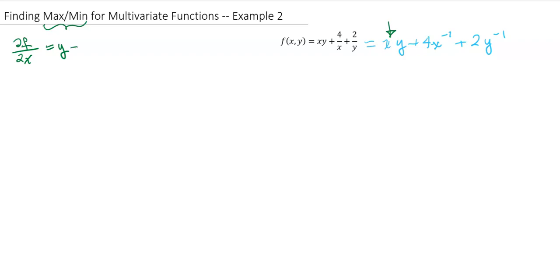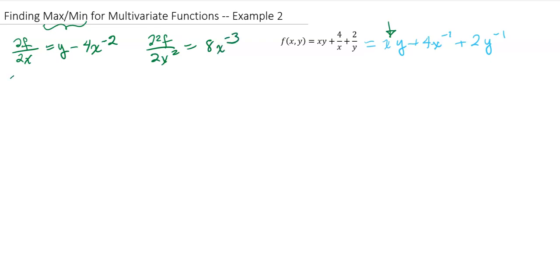Now moving along, I have minus 4, x to the minus 2. The next term has no x's, so its derivative is 0. Now I'll find the second derivative of f with respect to x, and that is going to be the derivative of y will be 0 since there's no x, and now I have 8x to the minus 3.